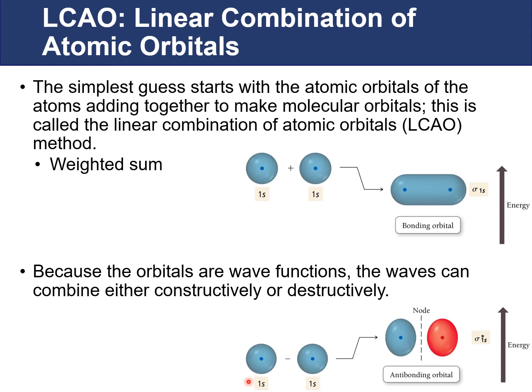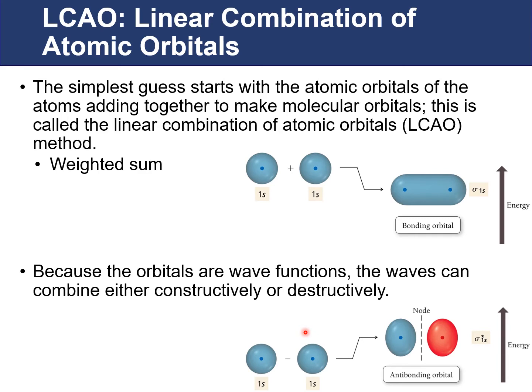Or you could think about this as having one that has a positive amplitude and the other that has a negative amplitude and adding them together. Mathematically, it's the same thing. You either have one orbital minus the other or one orbital plus the negative of the other.